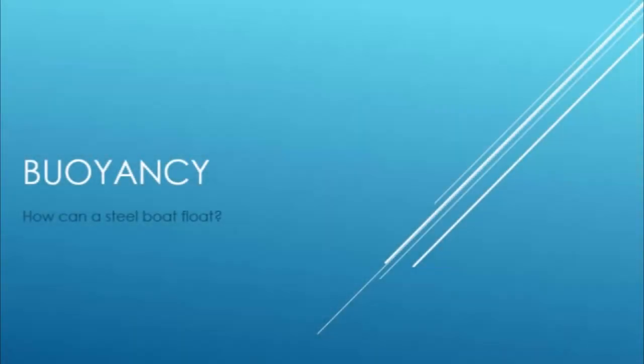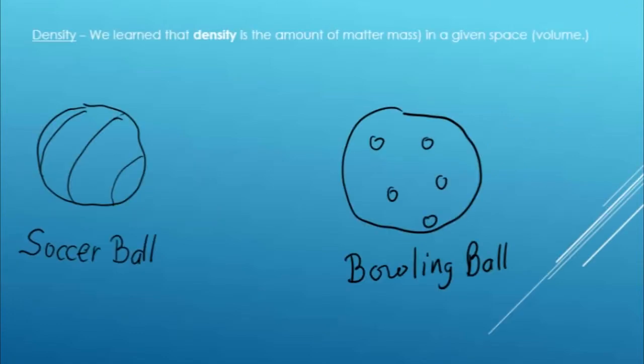This flip is about buoyancy. How can a steel boat float? We learned that density is the amount of matter or mass in a given space or volume.